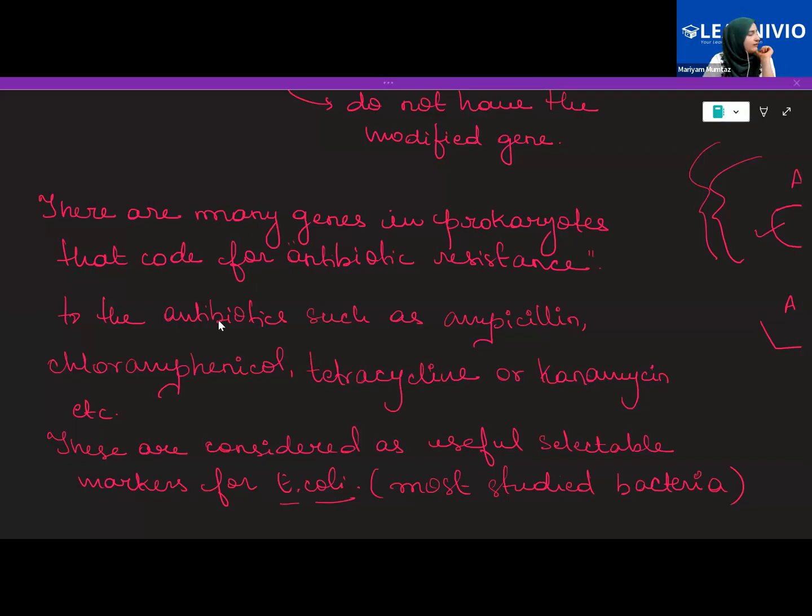So what do you have to do then? This will be a cumbersome process, isn't it? It's going to take your time and it's going to be tedious. So what would be better if these vectors had something that would produce a color if recombinant or not? With color we can easily see, and we don't have to do the plating.